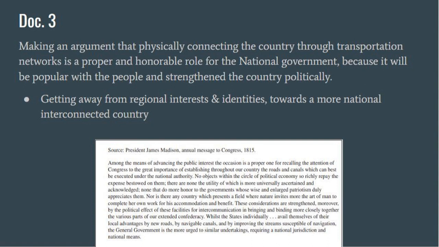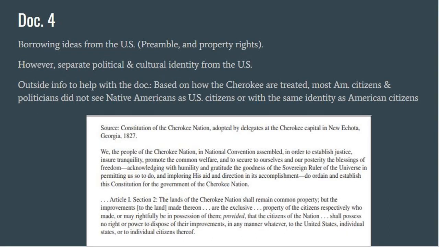And those physical links would further advance the process of the shift in mindset away from regional interests and identities toward a more national, interconnected country. There is a lot of different context that could be brought in here, including a little later, Clay's American System. A student could also discuss those like Andrew Jackson, who are against these ideas for various reasons, including holding on to the Jeffersonian yeoman farmer ideal.